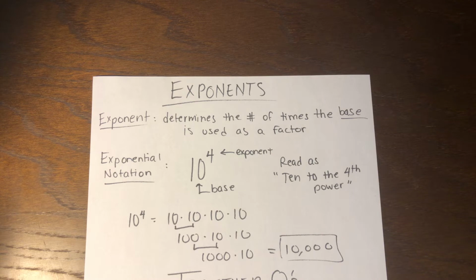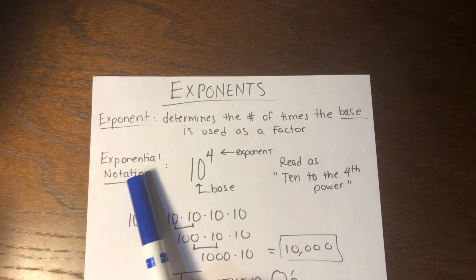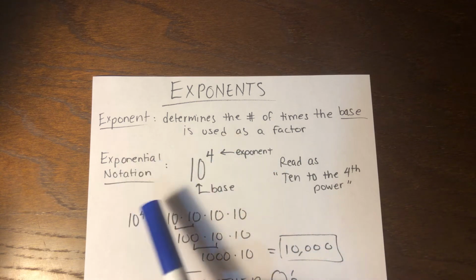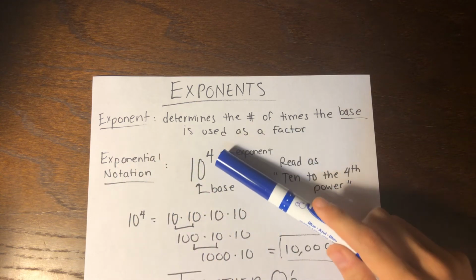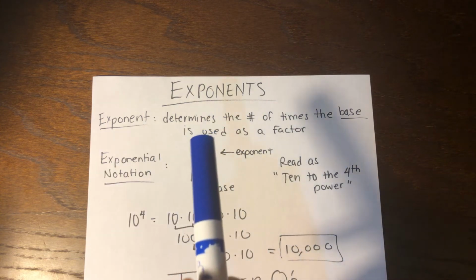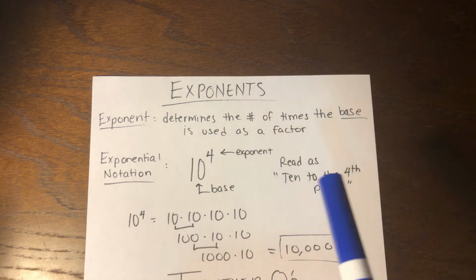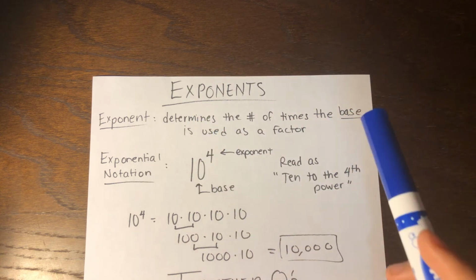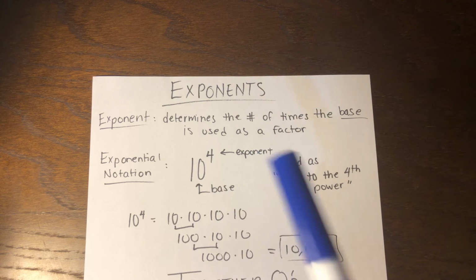So what is an exponent? An exponent determines the number of times the base is used as a factor. So when we get into exponential notation, 10 to the fourth power, that's exponential notation, and 4 would be our exponent, 10 would be the base. So according to the definition, we're reading this as 10 to the fourth power, and we're determining the number of times that base, 10, is used as a factor.